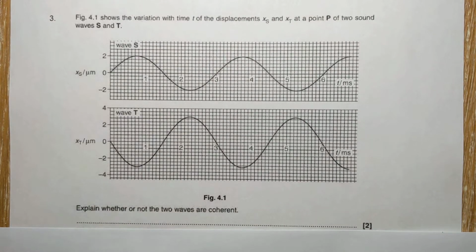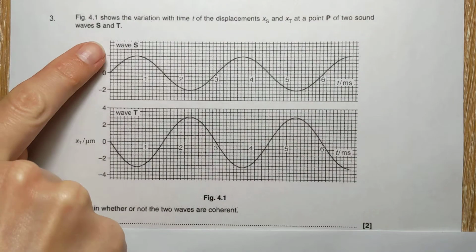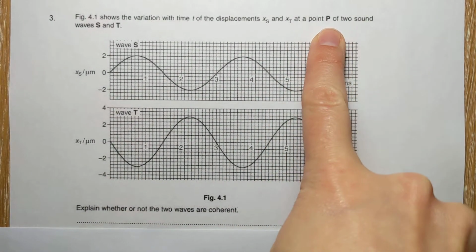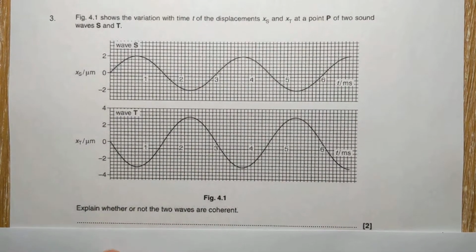Okay, so you may recognise this question. We've done part of this question already. In this bit, we're being told, if we remember, that we've got two waves, wave S and wave T, arriving at the point P. And so we're asked, first of all, are the two waves coherent? Say if they are and explain how you know.